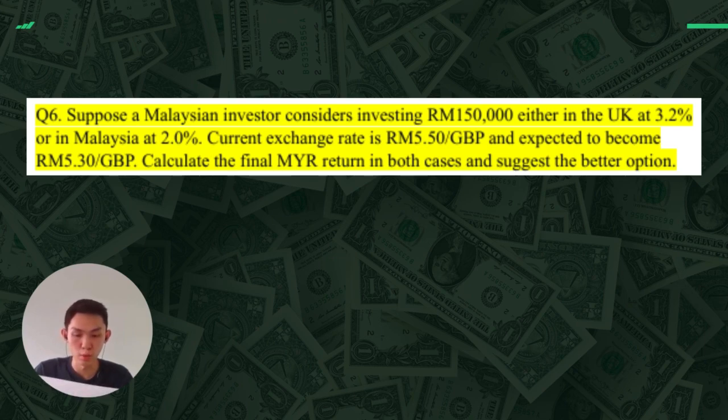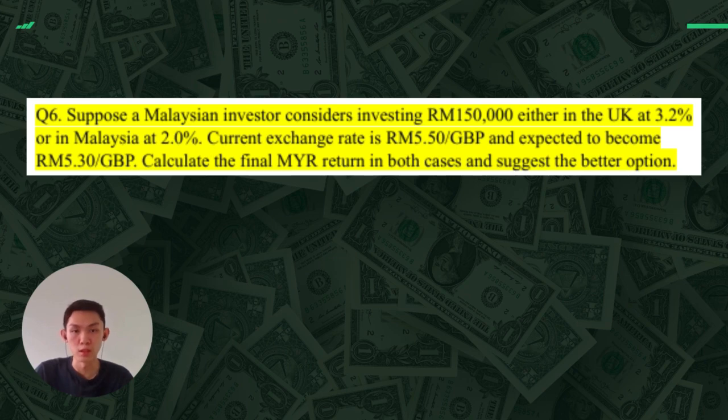So we get 872.73 pounds. Okay. And then we add it together with what we converted just now, and then multiply by the exchange rate, which is 5.30. Then we will get in ringgit 149,170.94. And then we minus the amount that we invested in the UK, which is 150,000, and we get a loss of 829.06 ringgit Malaysia.